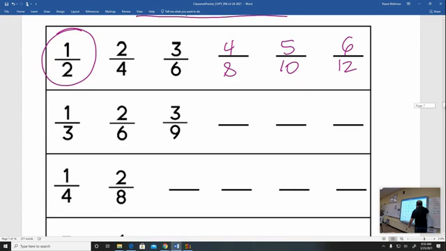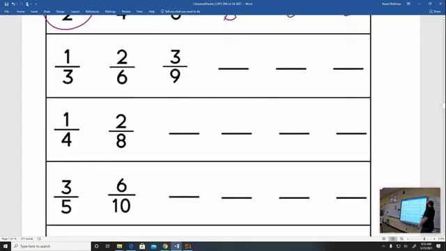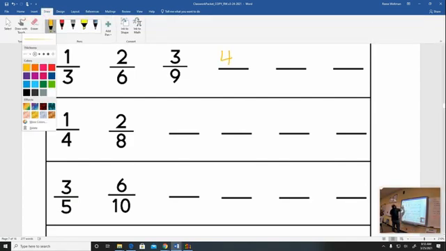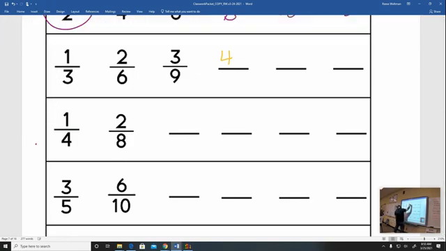Now, let's take a look at the next ones. Looks to me like the numerator is doing the same thing, correct? Are we going up by 1? 1 every time? So then we can probably do, I don't want that color. That's too hard to see. Do that. So we can probably do this, right?